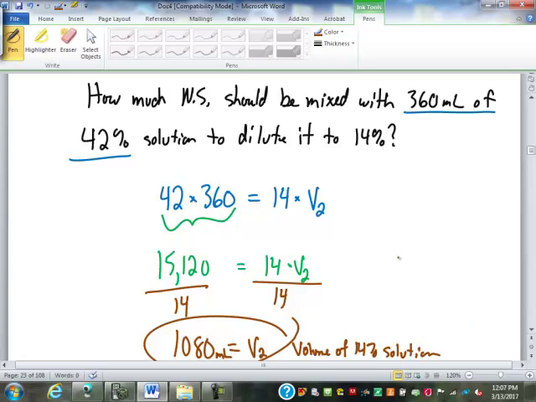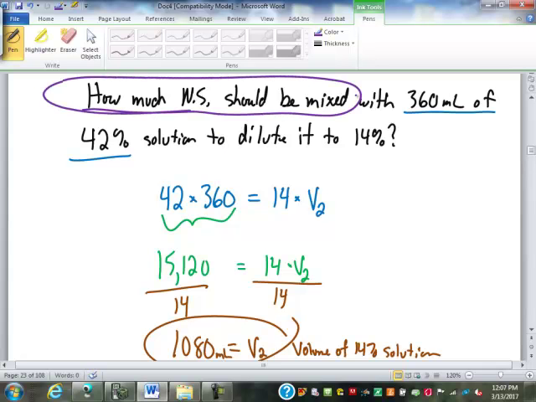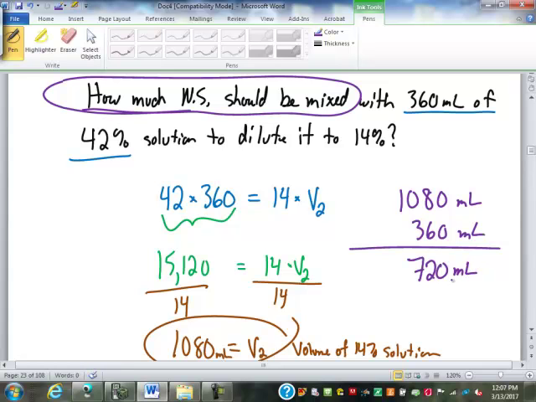Is that what we're looking for here? No, we're looking for how much saline do we need? Well, our volume went to 1,080 milliliters from 360 milliliters. The difference had to be made up with saline. So the difference is 720 milliliters, which is telling us we had to add 720 milliliters of saline to dilute that solution. Any questions there?